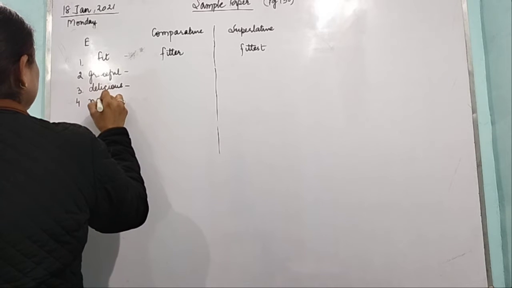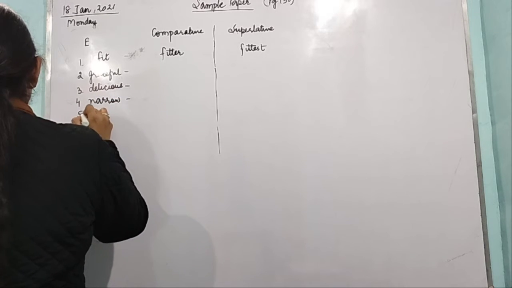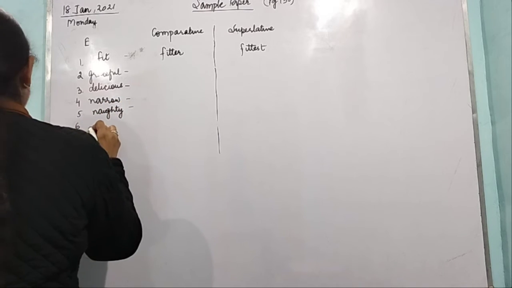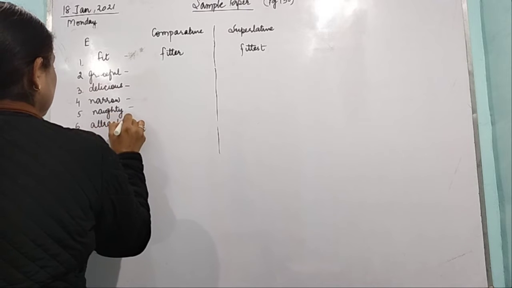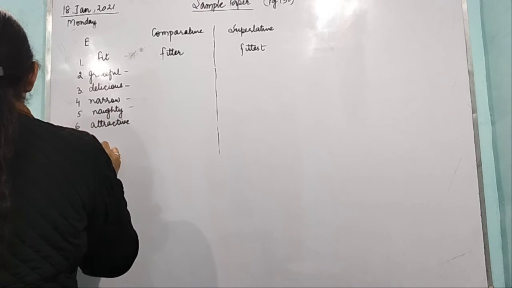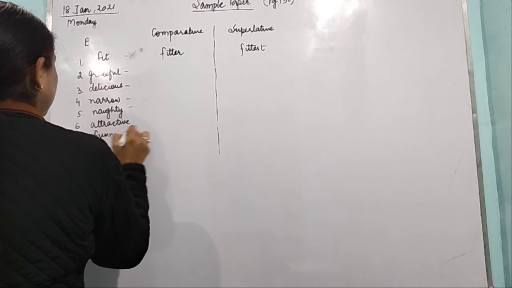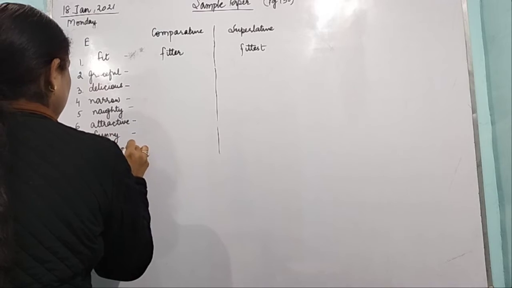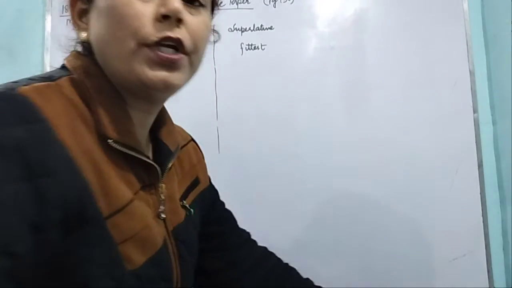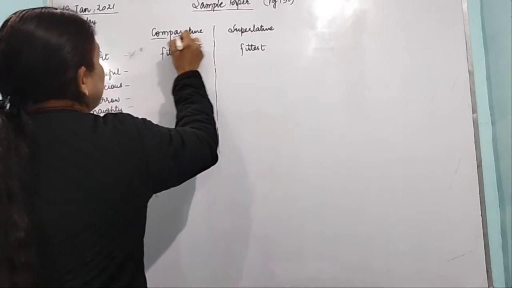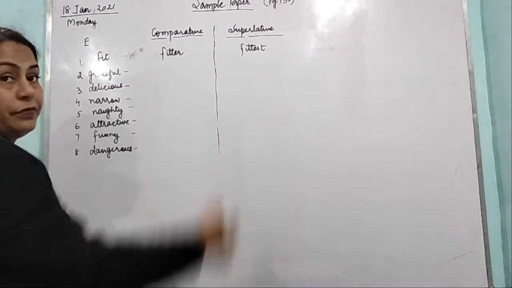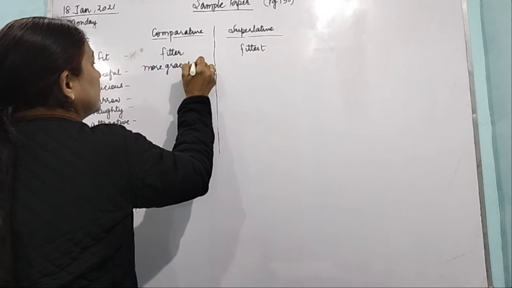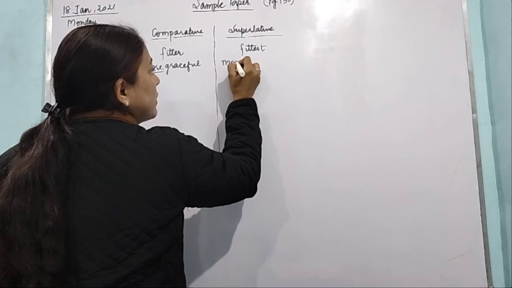Fourth is narrow. Fifth is naughty. Sixth is attractive. Seventh is funny. Eighth is dangerous. So now we will change it into the comparative as well as the superlative forms. Fit, fitter, fittest, graceful, more graceful. And here we will put most graceful.